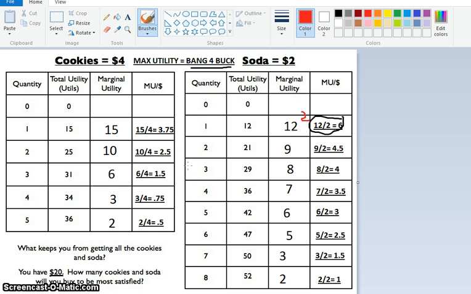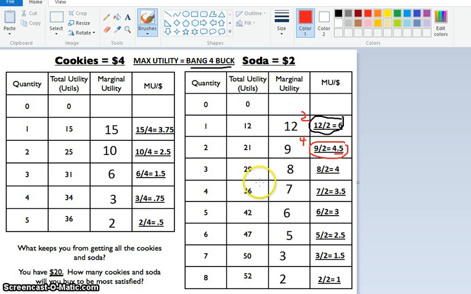All right. So now my next choice is, am I going to buy the first cookie or am I going to buy another soda? Am I going to buy the second soda? Well, the second soda is worth 4.5. I get 4.5 units of utility, 4.5 utils for $1 versus 3.75. I'm going to keep buying sodas here. So I buy more soda. Now I've spent another $2. So let me add that. I've spent $2 on the first soda, another $2 on the second one, so I'm at 4.